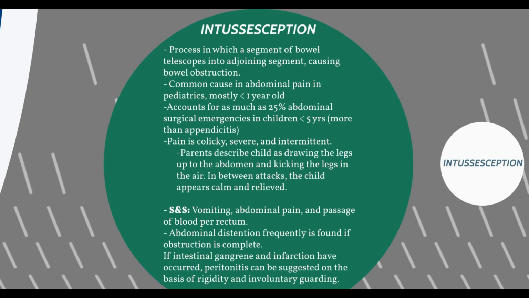So now let's talk about the signs and symptoms. Vomiting, because again, it's backed up. If you have an obstruction, nothing's going to be able to pass here. Abdominal pain and potentially passage of blood per rectum. And I'll show you a picture of it, there's a very specific description of the blood that's going to be coming out, and it's called currant jelly appearance. And I'll show you a picture here in a second. But abdominal distension is frequently found if the obstruction is complete.